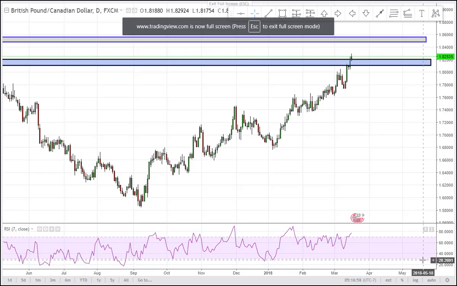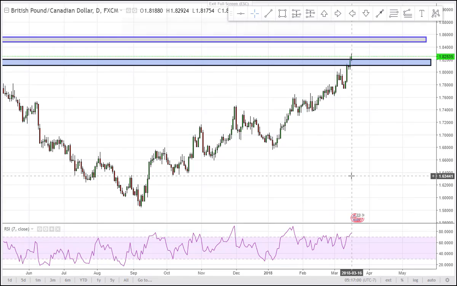Now, this past week, my partner and I both managed to get opportunities that banked us a total of 300 plus pips. So this is just to show you how valuable these market previews can be to you. Now, that's for last week. Let's get into what's happening this week.